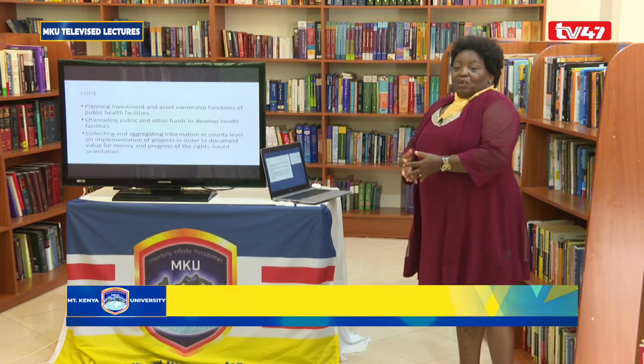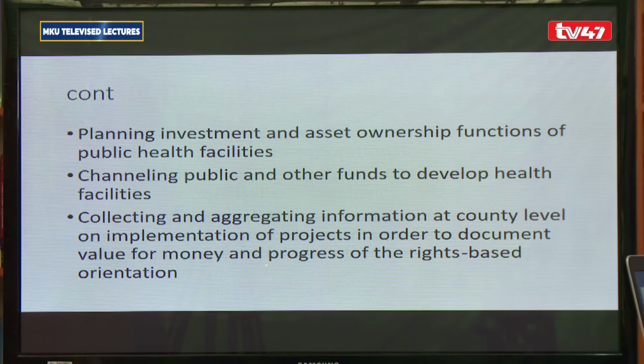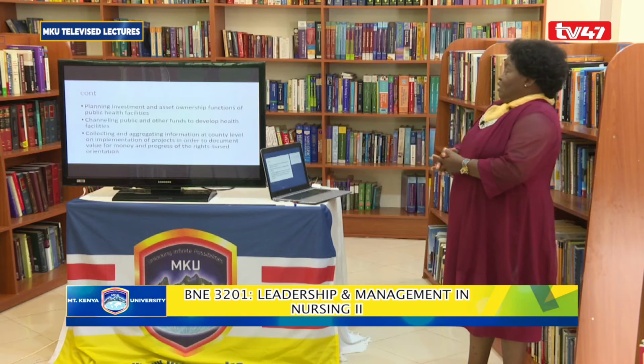At county level, because they are autonomous, they can plan investment and asset ownership. They can own assets, all aimed at the provision of public health facilities so that they can provide quality health care to their citizens. So the governor and his team are able to own assets and to fundraise for the provision of health care.